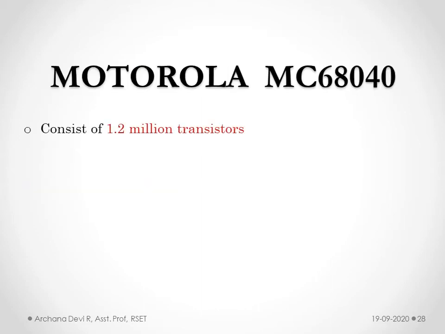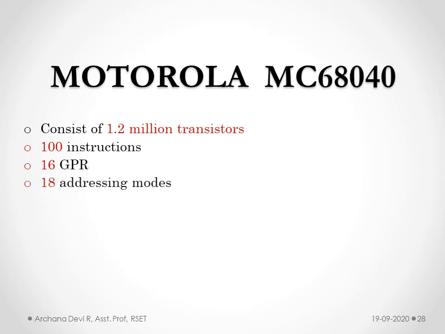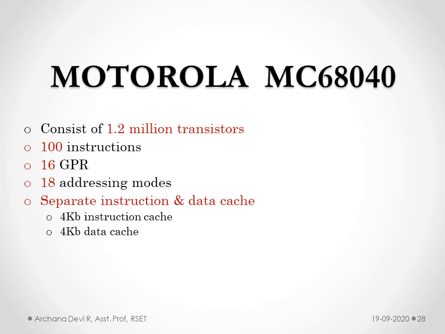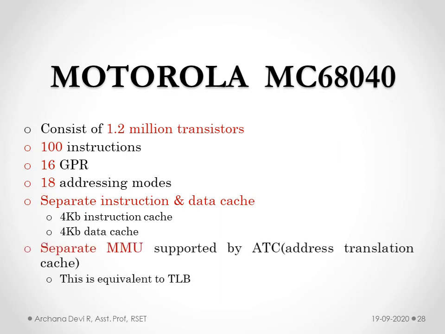So let us look at some of the core features of this architecture. It mainly consists of 1.2 million transistors with fewer instructions compared to VAX architecture, and fewer general purpose registers: 16 general purpose registers, 18 addressing modes. Then in this, it's not a unified cache. We have separate instruction and data cache with 4 kilobytes instruction cache and 4 kilobyte data cache.